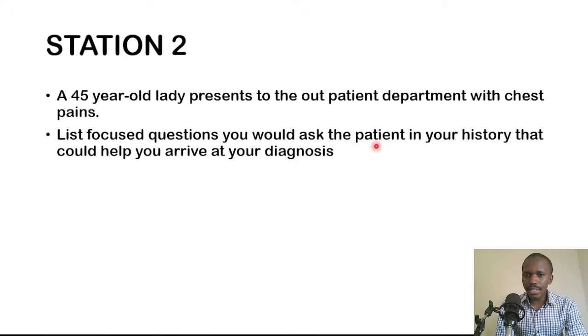Now I'll move on to the next station, which is station 2. We have a 45-year-old lady that presents to the outpatient department with chest pains. List focused questions you would ask the patient in your history that could help you arrive at your diagnosis. Now remember that here, always assume that you're taking a history. This is how I usually work it out. I always assume that I'm taking a history. So a patient comes to me in the emergency department and this patient has chest pain. What things am I going to ask?